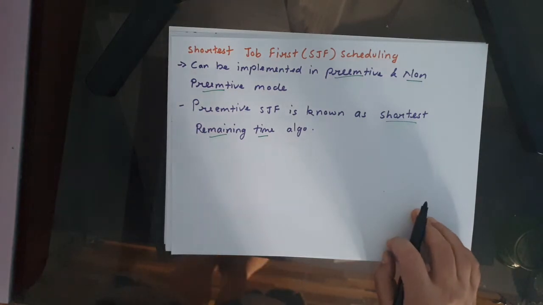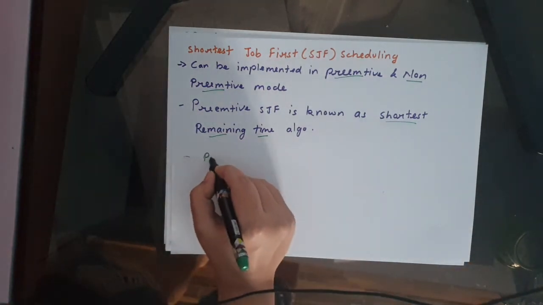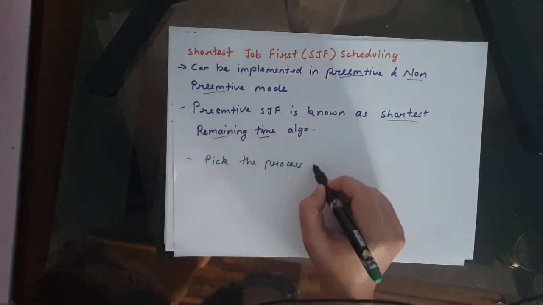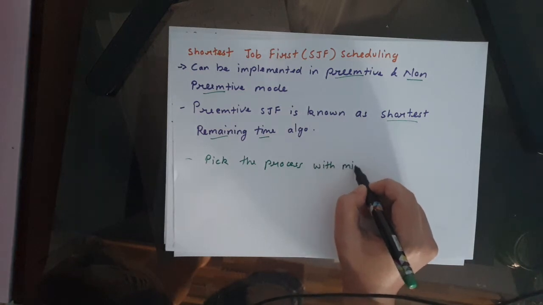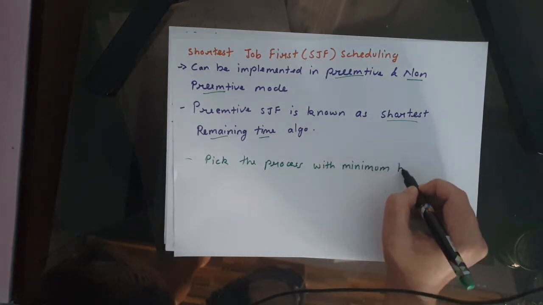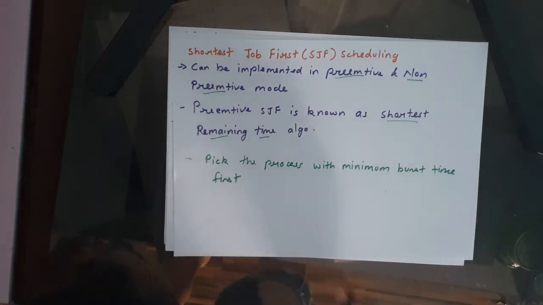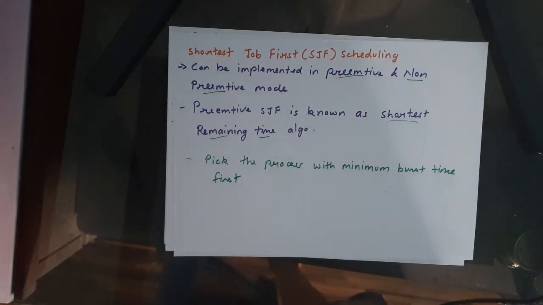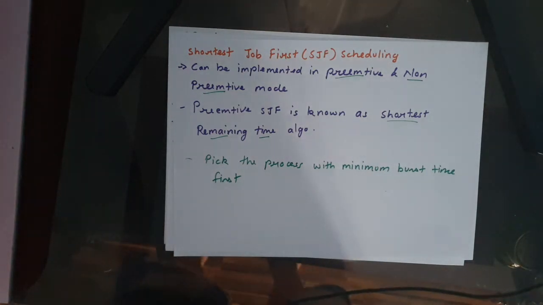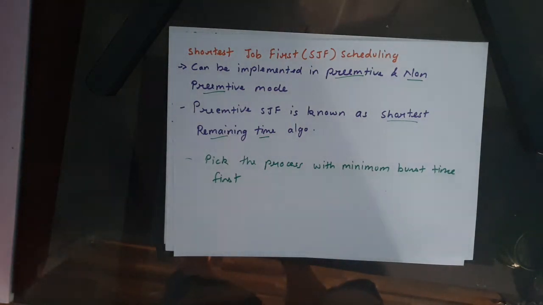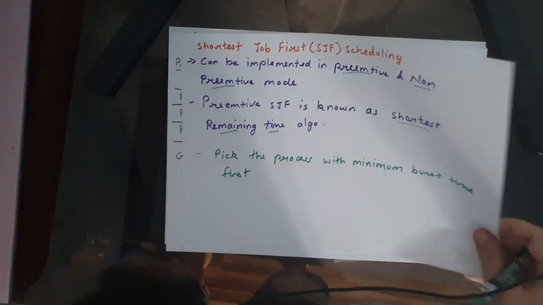Now about this algorithm, we are supposed to pick the process with minimum burst time first. So we will be going in ascending order of the burst time, meaning the process with the minimum burst time will be selected first, and we'll go in increasing order to the maximum burst time. So let's see how we are supposed to implement this with an example.